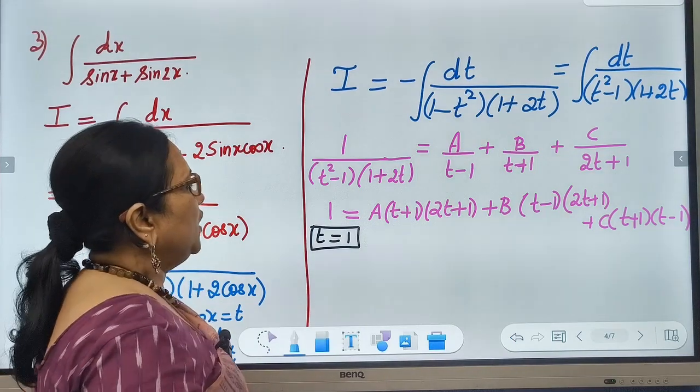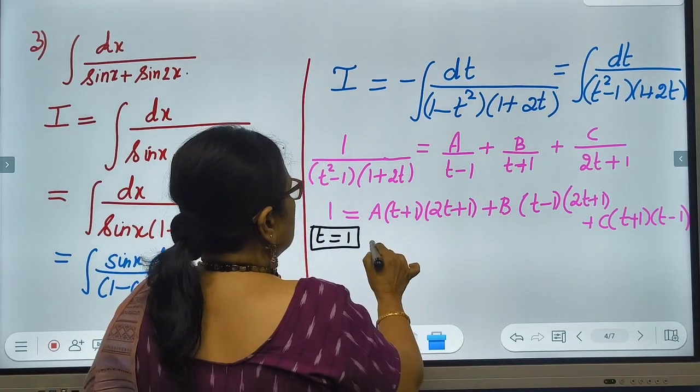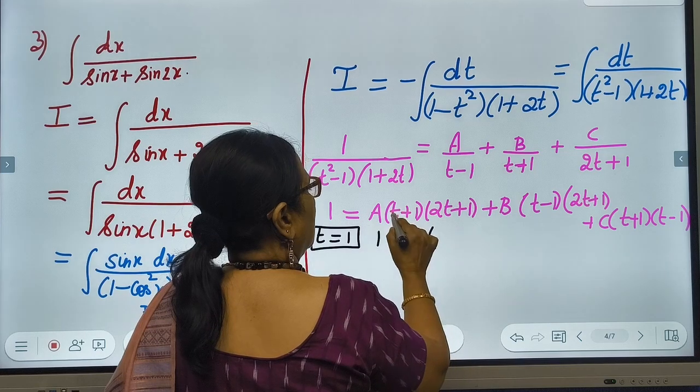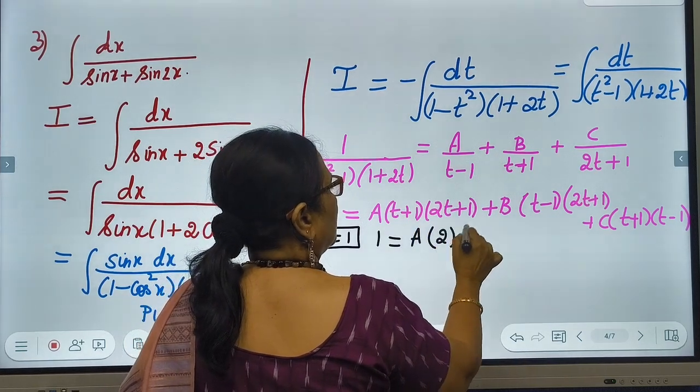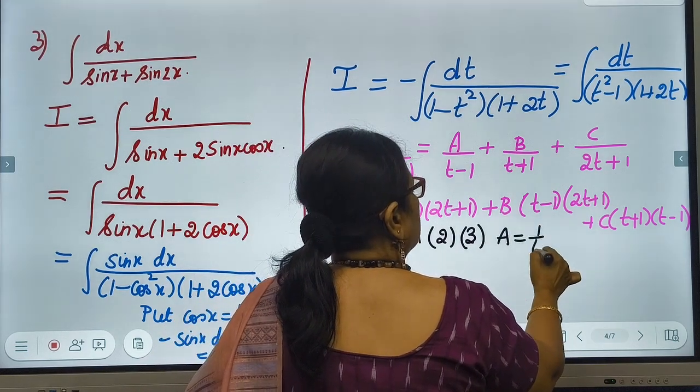When I put t equal to 1, this becomes 0, this becomes 0. So, 1 will be equal to a into, t is 1, so 2, 2 plus 1, 3. So, a is equal to 1 by 6.